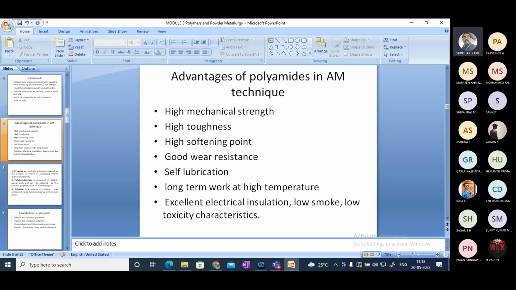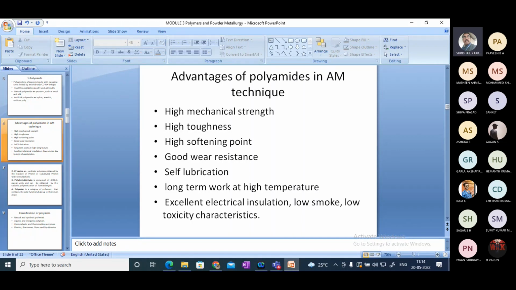And good wear resistance, they cannot wear so easily, and they have very good self lubrication. This self lubrication is very important for flowability of these polyamides while they are flowing through the nozzle. They can work long term at high temperature. Long term work at high temperature means at very high temperature they can retain the structure, and even for a long time, if you stabilize the temperature, they can retain their positions.